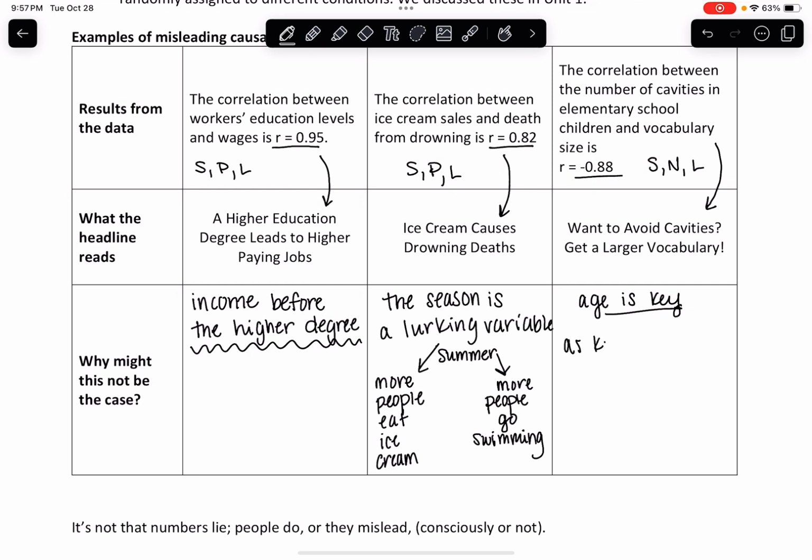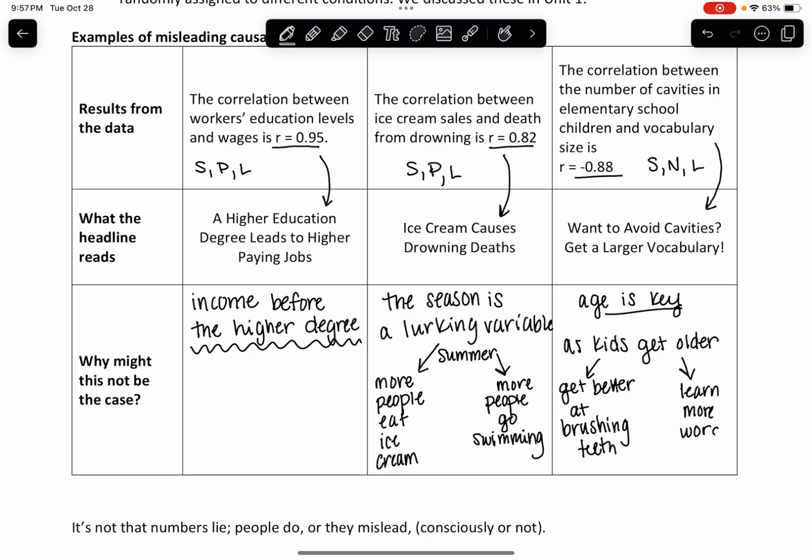As kids get older, they do two things. They get better at brushing their teeth. And as kids get older, they learn more words. Learning more words doesn't prevent cavities. It's just when we look at older elementary school children versus younger elementary school children, they're better at brushing their teeth and they've had a longer time to learn things.